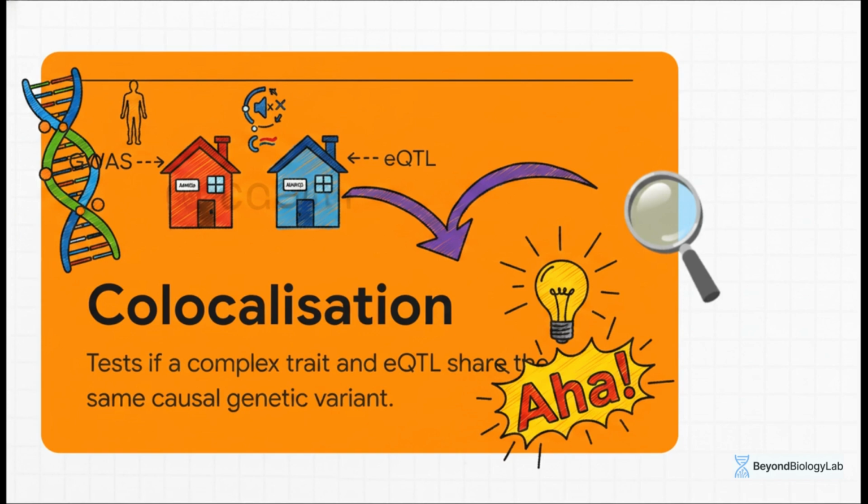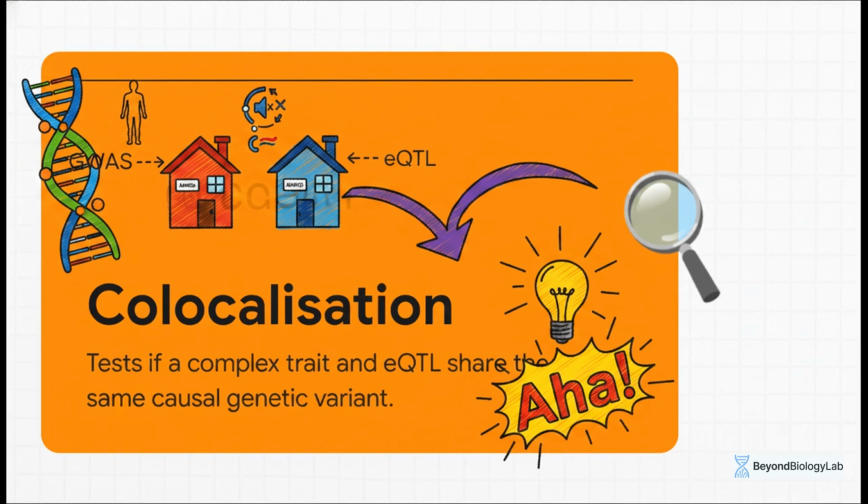I want you to think of this kind of like a real estate investigation. We've got two pieces of information. First, we have our GWAS data, which tells us a genetic variant is linked to a disease trait. Second, we have eQTL data. Now, an eQTL is really just a genetic variant that controls the expression level, think of it like a volume dial, of a nearby gene.